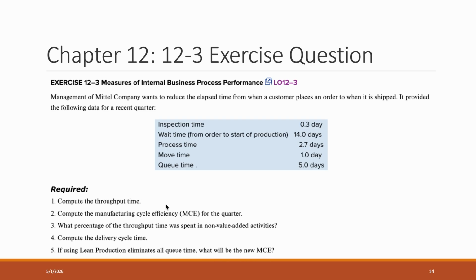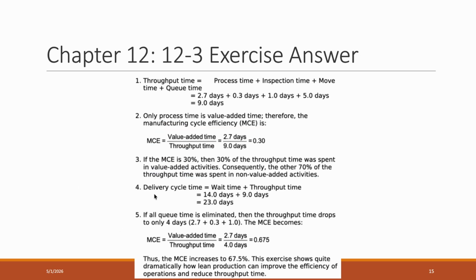So we can get started with looking at the throughput time. As we know from the last conceptual questions, the formula for throughput time is process time plus inspection time plus move time plus queue time. So it's as simple as just adding up those days that were given to us in that blue table on this chart here. The only thing that we have to remember is that wait time is not included in throughput time. So it's all the days excluding wait time. It's going to come out to 9 days as our throughput time.